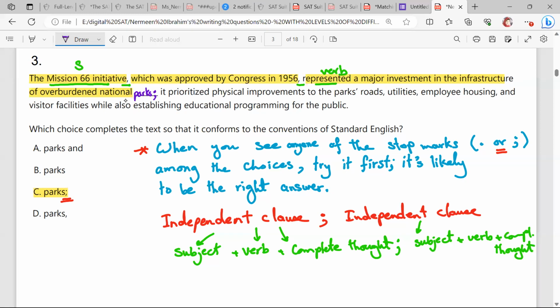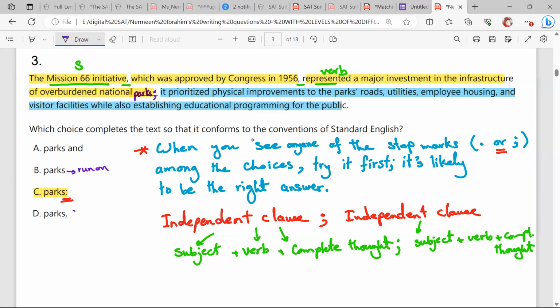The Mission 66 initiative represented a major investment in the infrastructure of overburdened national parks. Is it complete or not? It's definitely complete. Now let's go for the part after the semicolon. Let me see whether this part is complete or not. It, that's the subject. Prioritized, that's the verb. Physical improvements to the parks, roads, utilities, employee housing, and visitor facilities, while also establishing educational programs for the public. Perfectly independent. So I have two independent clauses punctuated using a semicolon. That's perfect.